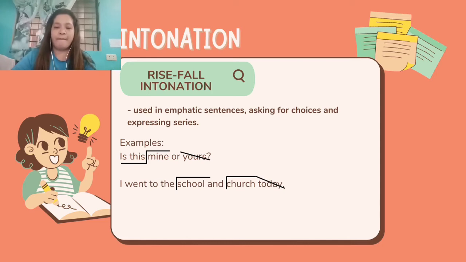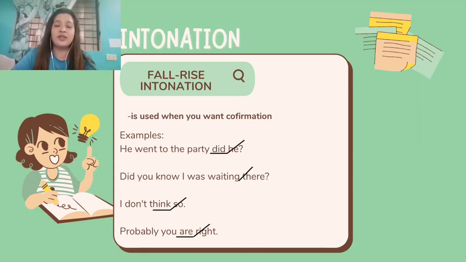Number four, the next one is fall-rise intonation, or dipping. Fall-rise intonation is used when you want confirmation. Ginagamit ito kapag nangangailangan ka ng confirmation o sagot. It is also used in yes or no questions, when the answer is something unexpected or when you are being uncertain with your answer.